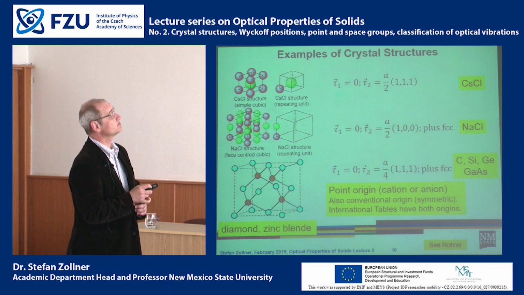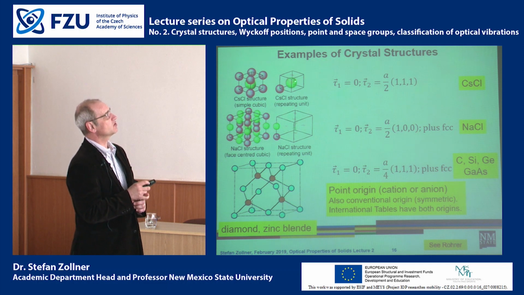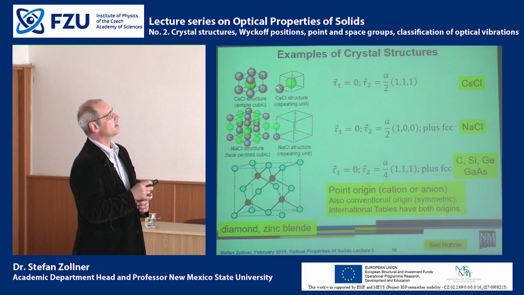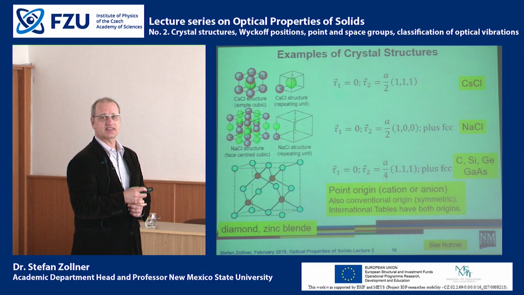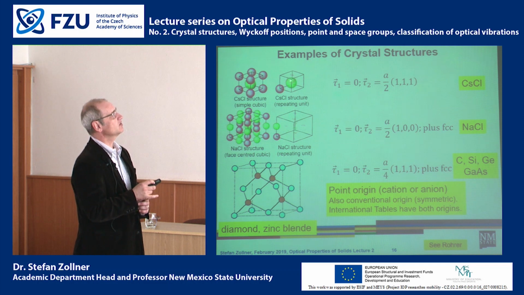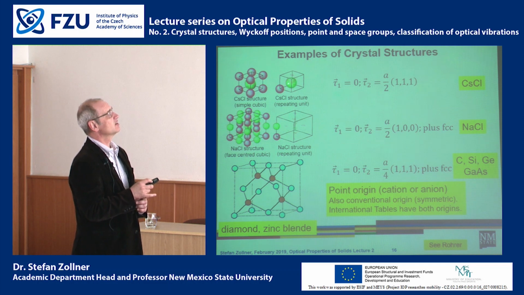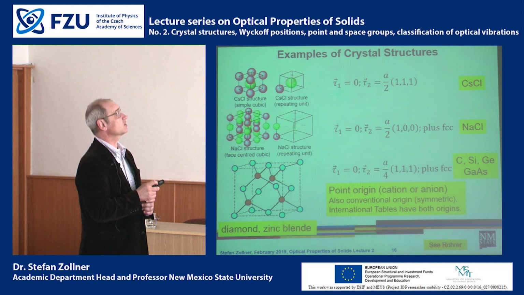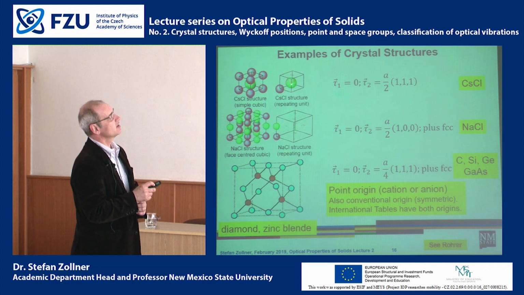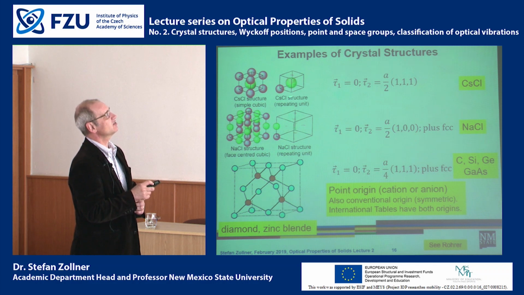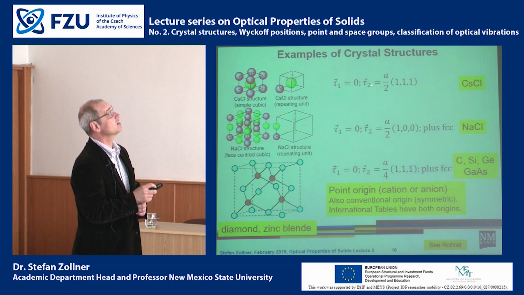Similar to chromium is the cesium chloride structure, where I have one atom sitting at the corners and another atom sitting at the center. But in chromium, these two atoms were the same, and therefore it was a BCC structure. In cesium chloride, I have two different atoms. Therefore, the cell here is simple cubic, and I have one atom at the origin and another atom at the center of the cell. That's the cesium chloride structure.